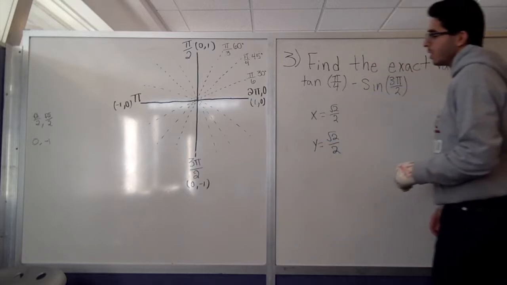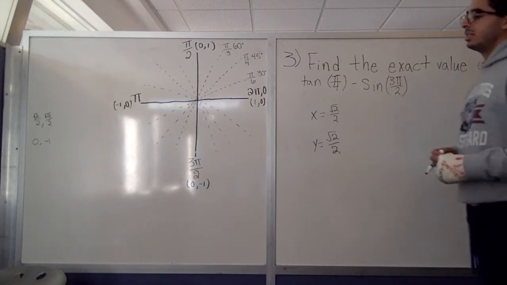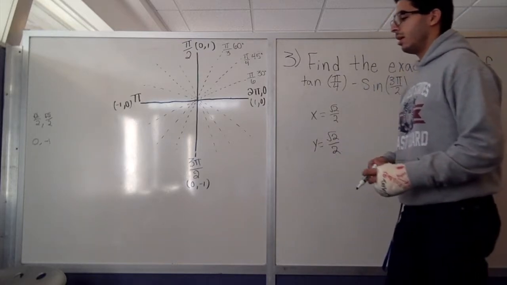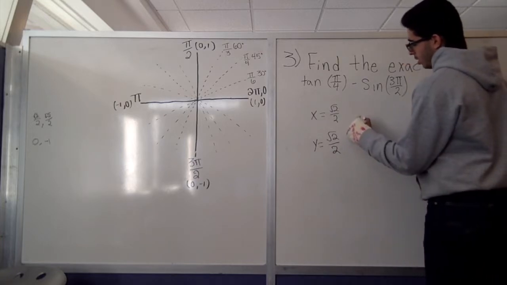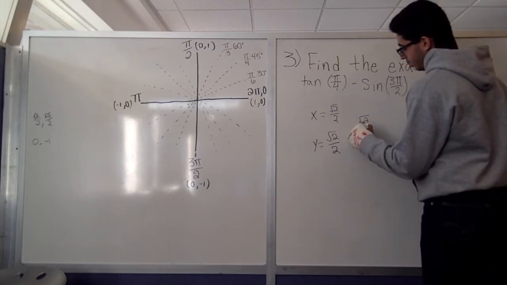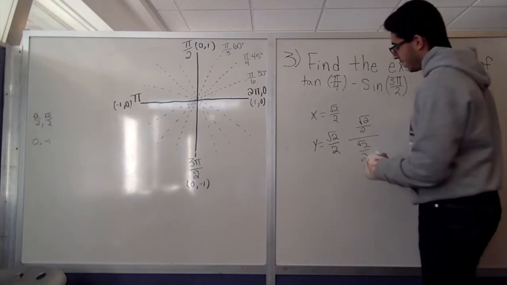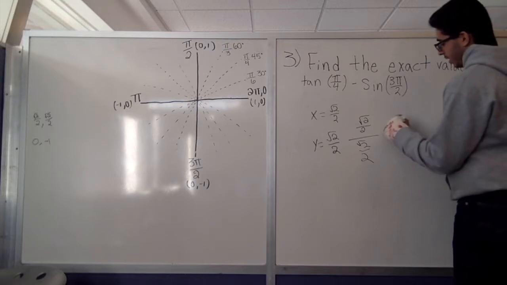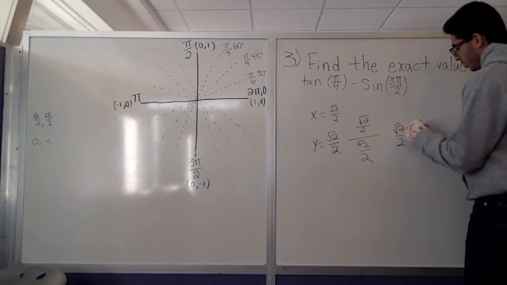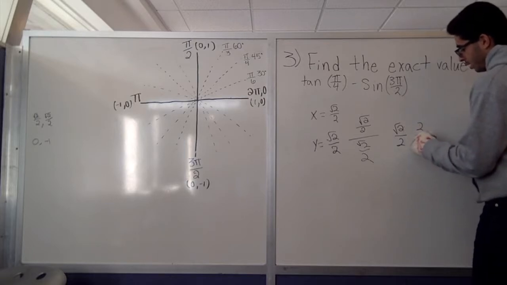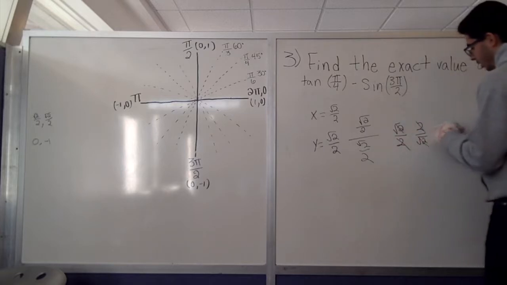And then we're going to find tangent of pi over 4, and tangent is sine over cosine, or y over x. So we're going to rewrite the problem as radical 2 over 2 divided by radical 2 over 2. And when dividing fractions, you copy, switch, flip. So I'm going to rewrite it as radical 2 over 2 times 2 over radical 2. And all these values cancel each other out, so we end up with positive 1.